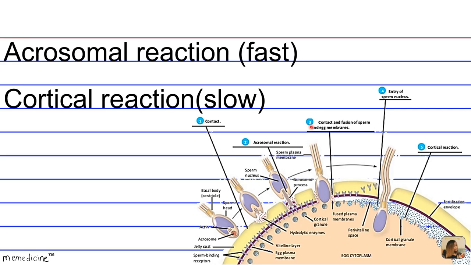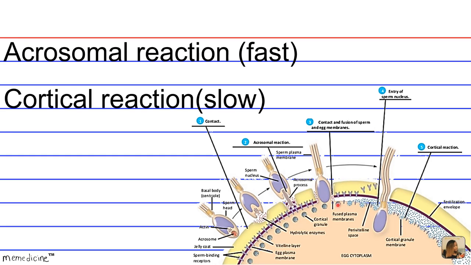The third step, which we can call contact and fusion of sperm with the egg membranes, what happens is a hole is made in the vitelline layer. Okay, so this purple strip here is the vitelline layer. And what this does, it allows contact and fusion of the gamete plasma membranes.